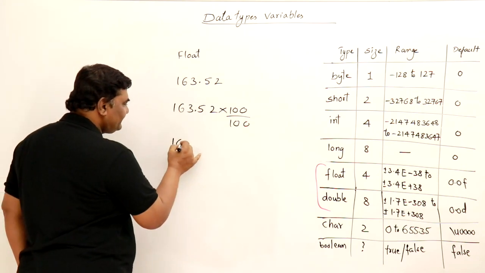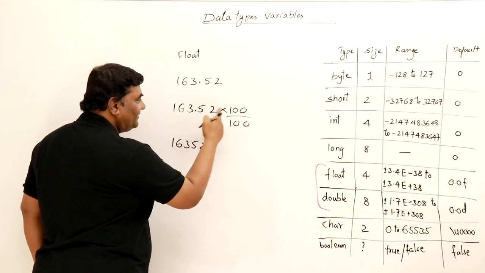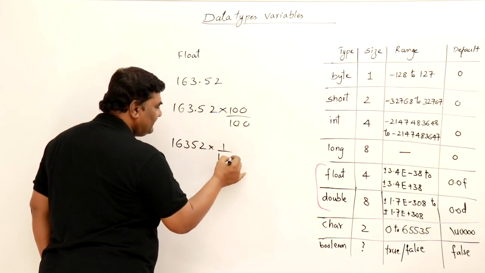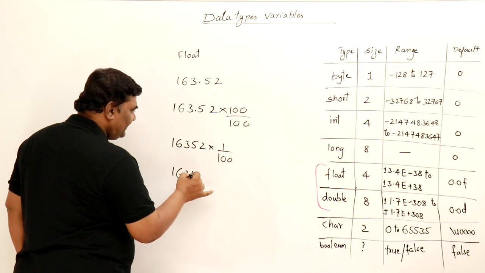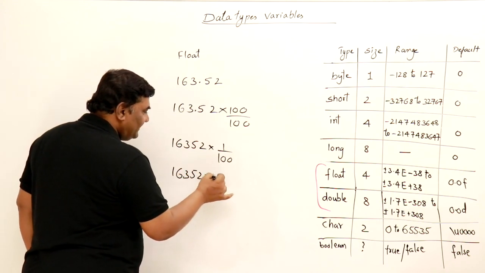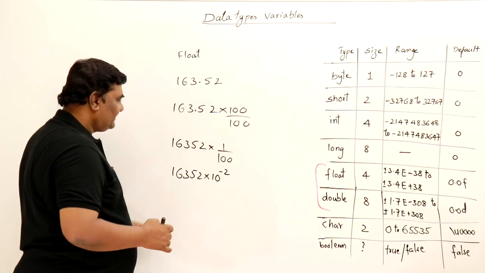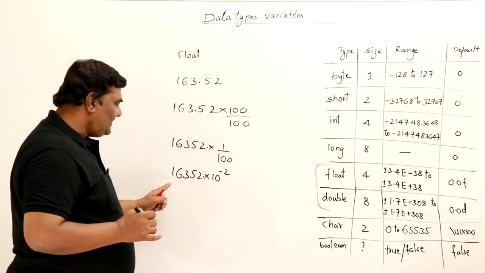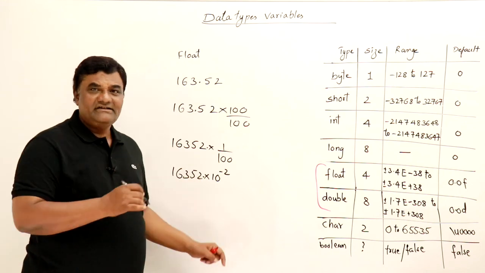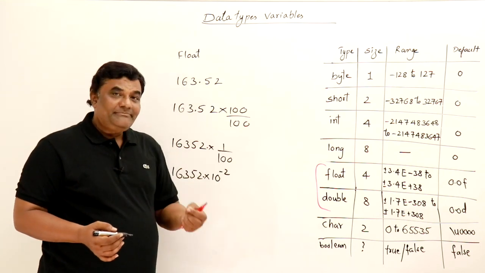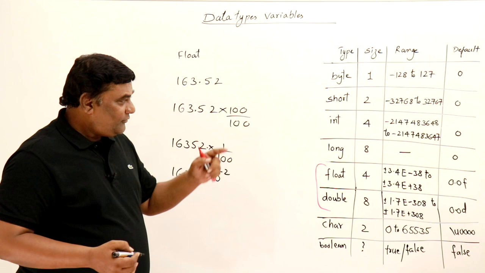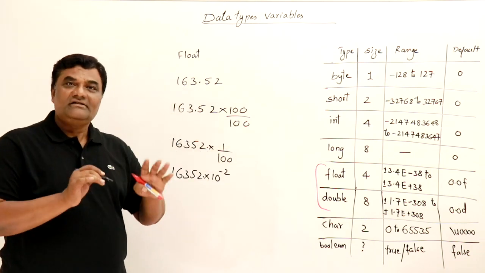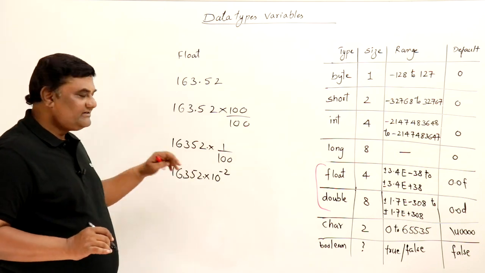So this becomes 16352. When you multiply it by 100, this decimal moves out. And then this is 1 by 100. So this is 16352 into 10 to the power of minus 2. Now we don't have to show the decimal, it is understood that the decimal is after the last non-zero digit. So we don't have to represent the decimal. Floating point numbers don't really store the decimal in memory, but they represent a decimal number. This is how they represent a decimal number.